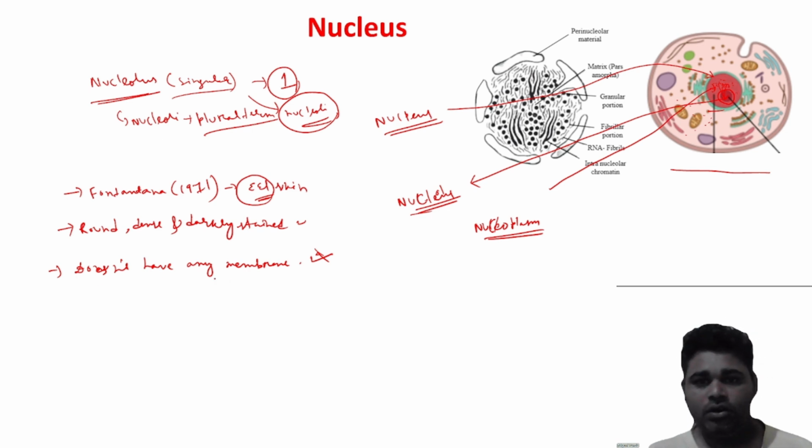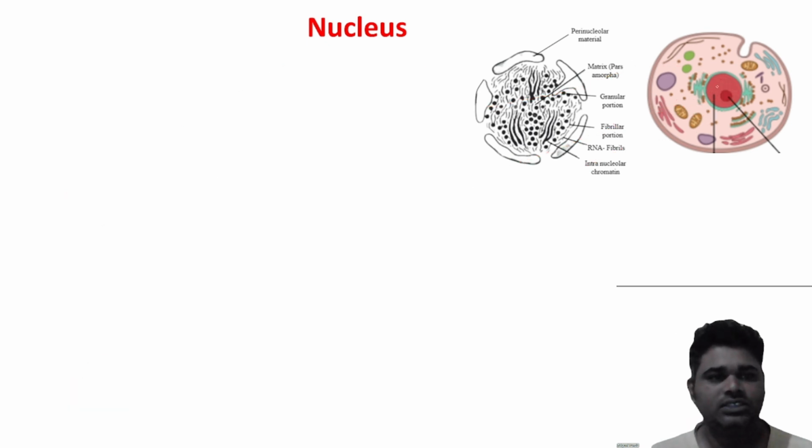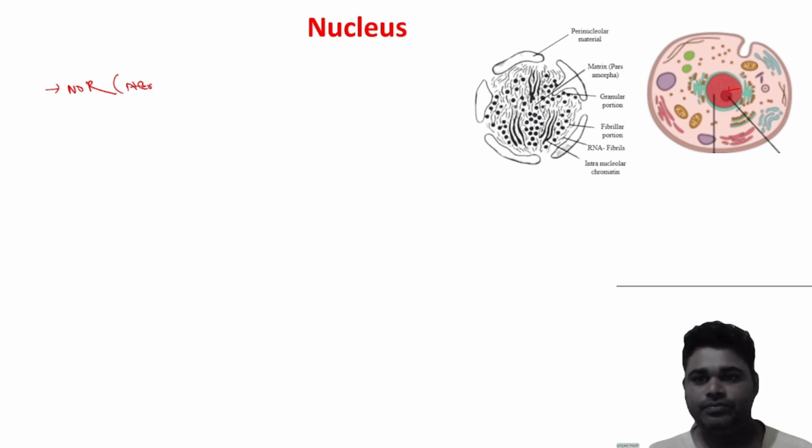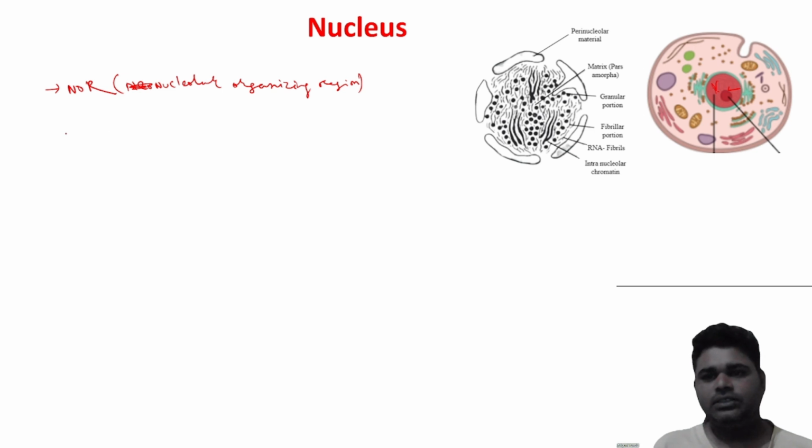So now, how is the nucleolus formed? Most importantly, how is this structure formed? The nucleolus is formed by the NOR. NOR means nucleolar organizing region. Inside the nucleus many chromosomes are present. Around particular chromosomes, the nucleolus is formed.